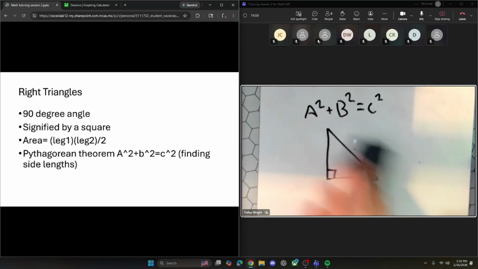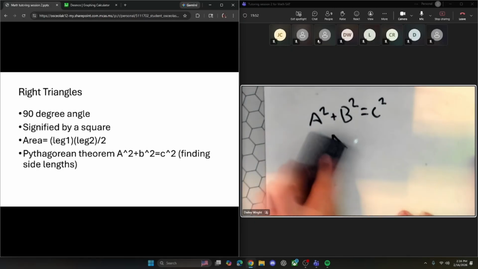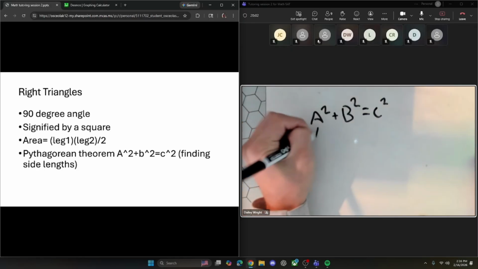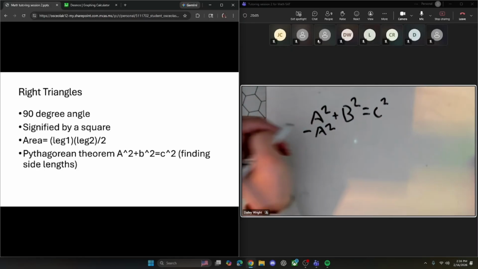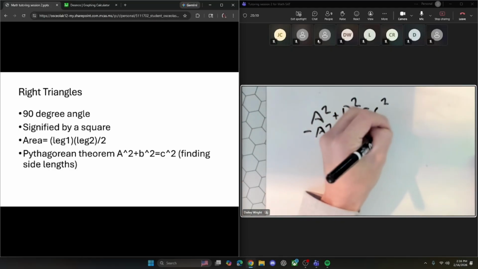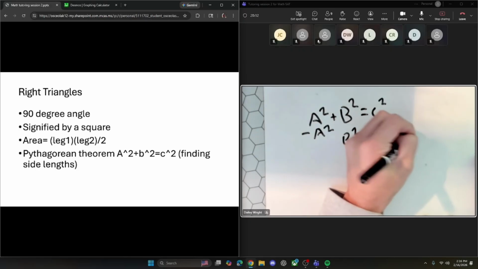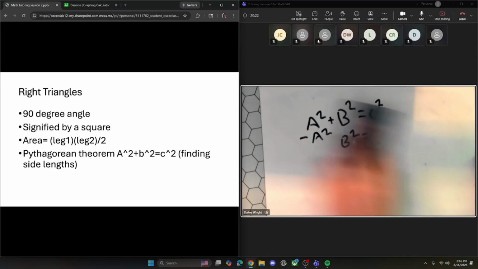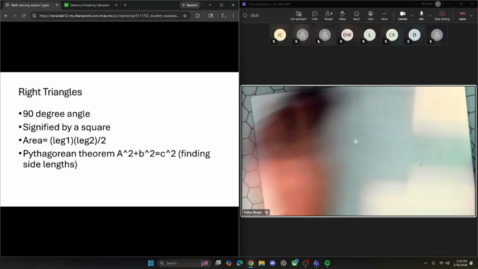So, with this theorem, with any right triangle, you can find the last side length if you have two side lengths. If you subtract over a squared, you have b squared equals c squared minus a squared. And then the opposite if you subtract over b squared instead of a squared. So you can use this formula to find any side length you want on a triangle as long as you have two side lengths. And that is heavily tested on the SAT.